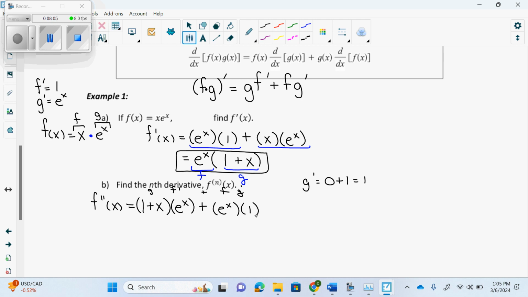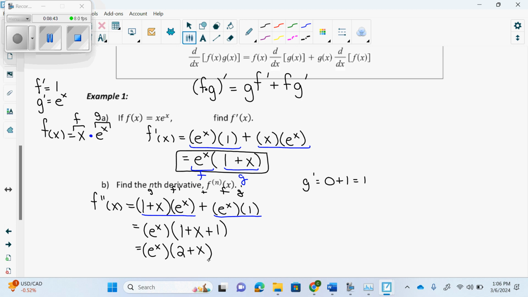What can I do? Yeah, so now I look and I say term 1, term 2. What can I take out of both terms? An e to the x. What am I left with in the first term when I take out an e to the x? 1 plus x. Plus, what can I take out if I take an e to the x out of the second one? A 1. So what am I left with? E to the x, 2 plus x.